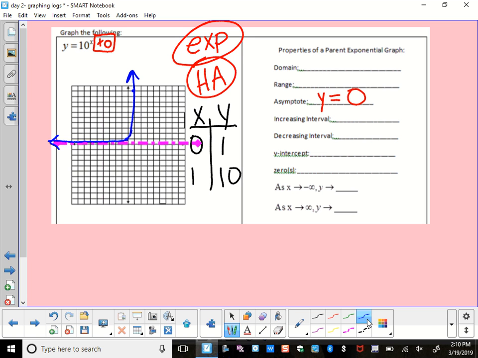All right, my domain is from left to right. From left to right, how far am I going? All the way, forever and ever. So negative infinity to positive infinity. My range is from down to up. So from down to up, I start from the bottom. Where does my graph start? At 0, which is my asymptote. And I'm going up to where? Infinity.